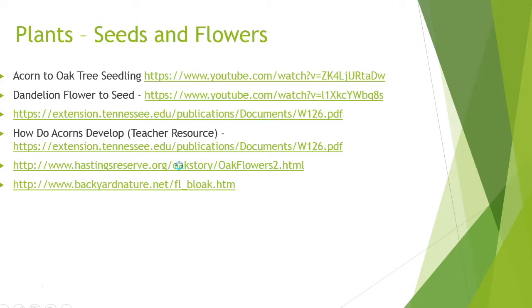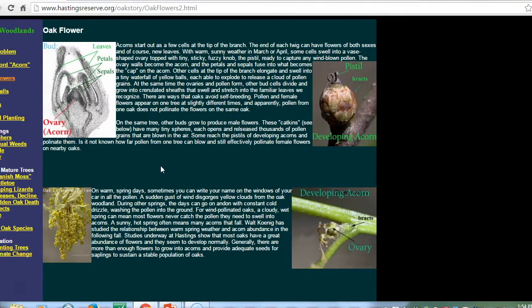Anyway, a phenomenon I find is that we see a lot of oak acorns, and as a result you see a lot of baby oak trees. I just got kind of curious about acorns and the flowering plant. An oak tree is a flowering plant. I went to this site here, and we know about the pollen. The pollen is the male part of the flowering plant.